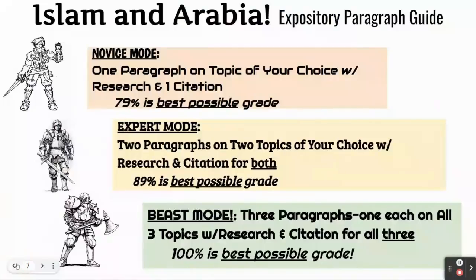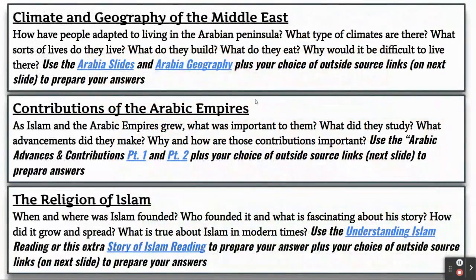So let's go back and take a look at those paragraph choices. This one is climate and geography of the Middle East, and the questions are very clear. How have people adapted to living in the Arabian Peninsula? What types of climates are there? What sorts of lives do they live? What do they build? What do they eat? Why would it be difficult to live there? So I provided links right here to the Arabia slides and Arabia geography, and then you're going to use your choice of any outside source links, which are on another slide of this slideshow, to prepare your answers.